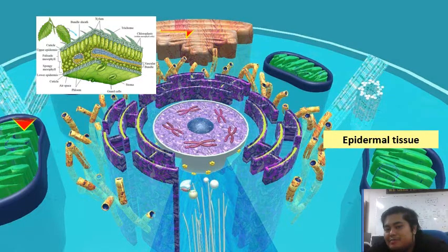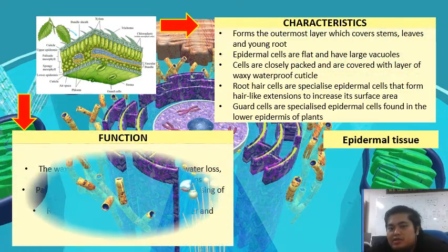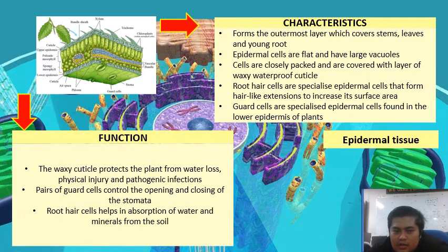Next we have our epidermal tissue. So epidermal tissue, it forms the outermost layer which covers the stem, leaf and the young roots. Epidermal tissue cells are flat and have large vacuoles. The cells are closely packed and are covered with a layer of waxy waterproof cuticle. The root hair cells are specialized epidermal cells that form hair-like extensions to increase the surface area, and the guard cells are specialized epidermal cells found in the lower epidermis of the plant.